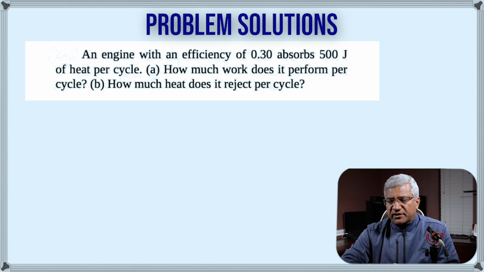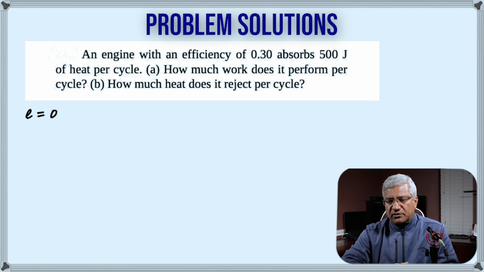An engine with an efficiency of 0.30 absorbs 500 joules of heat per cycle. How much work does it perform per cycle? And how much heat does it reject per cycle? So this is a problem about Carnot's engine. The efficiency is 0.30 and it absorbs 500 joules, so that must be QH.